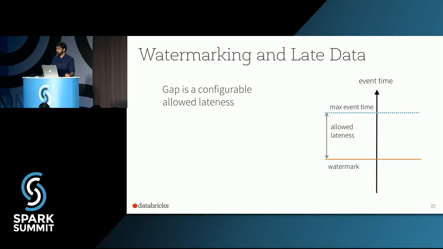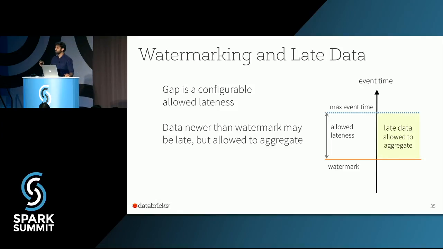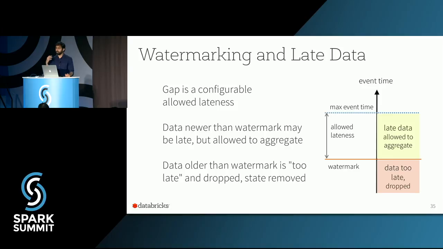And this allows the user to specify how late the data can be, because any data that is newer than the watermark can be late, but it is still allowed to be aggregated. But any data that is older than the watermark will be dropped because its corresponding state has already been removed in an attempt to clear off old state, to limit the amount of state the system has. So this allows the user to configure the trade-off between how much late data to allow versus how much in-memory state to keep.